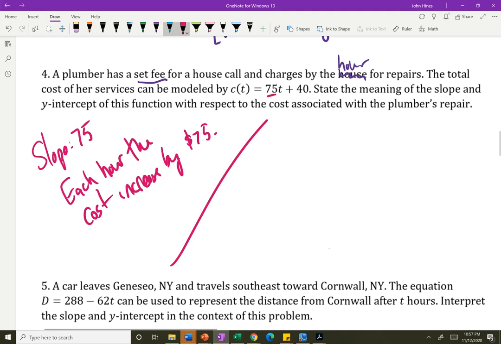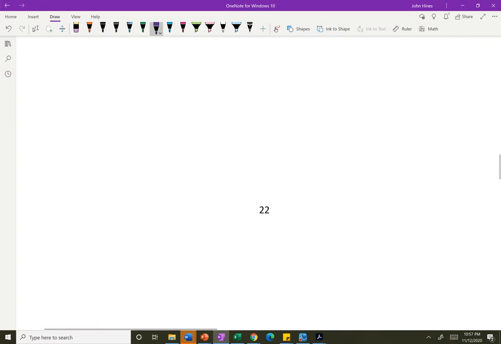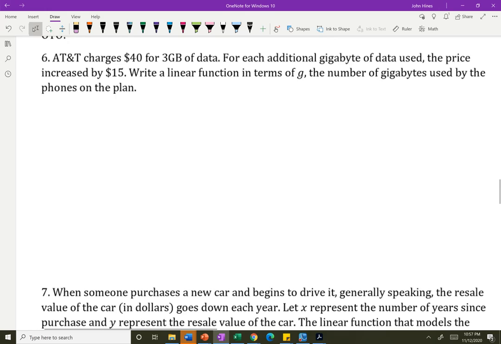And then the y-intercept is what? That's the one-time fee. There is a set fee. There is a one-time fee of, that's the plain old number, $40. So you've got to remember, the slope is the number in front of the variable, and the y-intercept is the plain old number. Okay, we're going to skip number 5 just to make this video a little bit shorter.